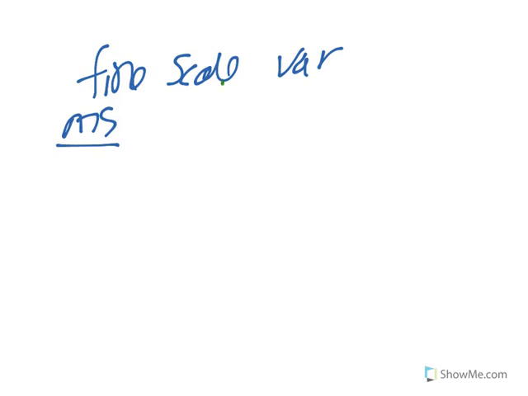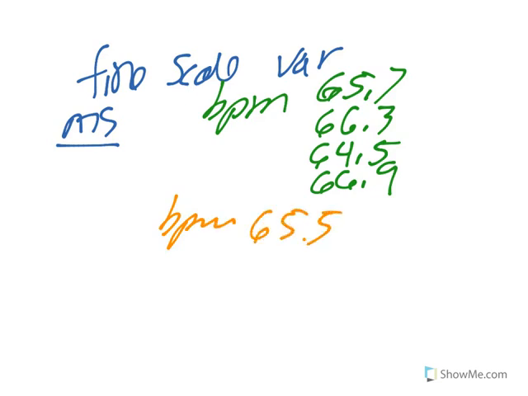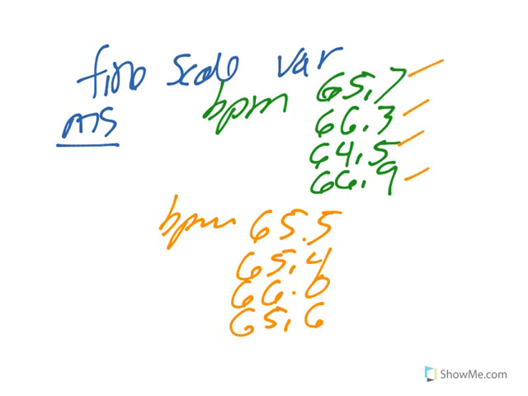If we translate this into beats per minute, which is how most people think about heart rate, if you're just sitting here watching this video, let's say you're at 65.7, your next heart rate is 66.3, 64.5, 66.9. Right? Let's compare you to our fictitious Bob here. So Bob's at 65.5, 65.4, 66.0, 65.6. Now, without doing any fancy math, just by looking at these numbers here, you can see that, let's say you are much better in variability than Bob.